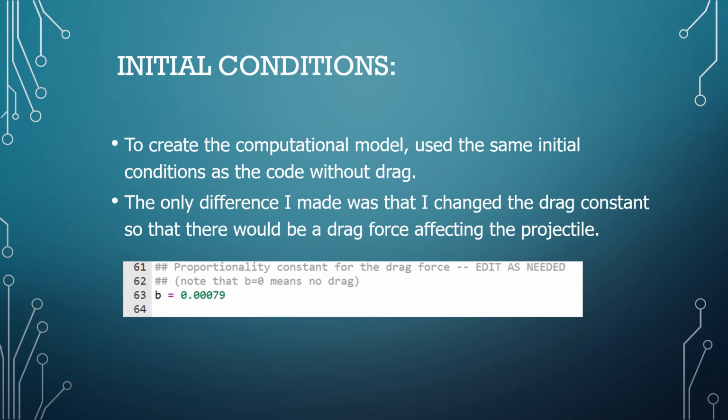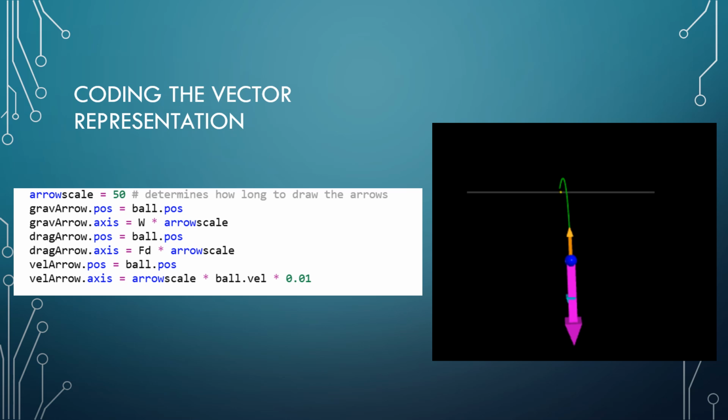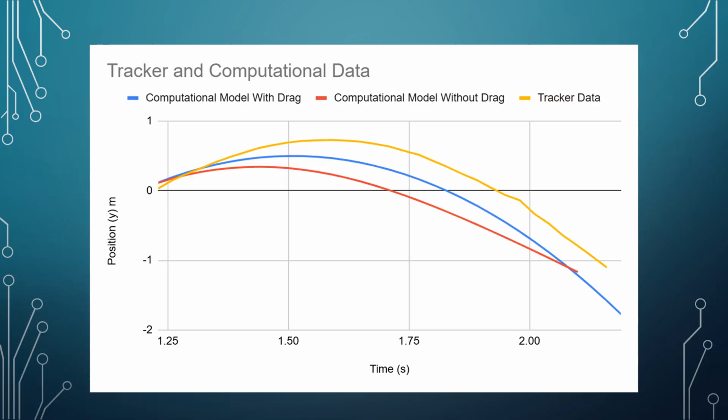So for the initial conditions on the code with drag, the only thing that I changed was the proportionality constant for the drag force. And then coding the calculation loop, to calculate the net force, I set F net equal to F grav plus F drag, and in this case, the drag force was the formula that I previously mentioned. And then here's the vector representation. As you can see, the orange arrow is the drag force opposing gravity in this case. And then here's the output of the code with drag. And then the chart that I put together.